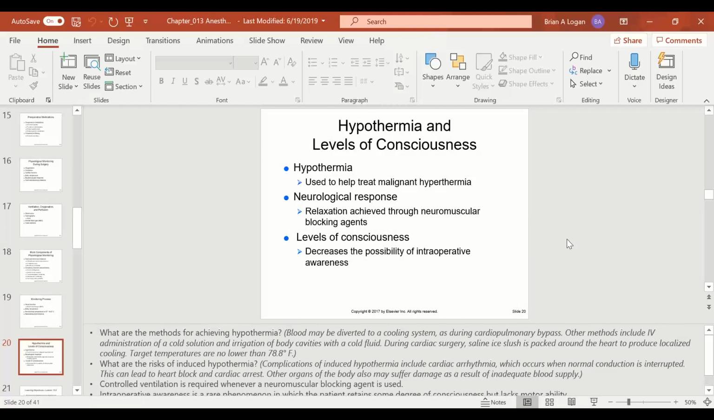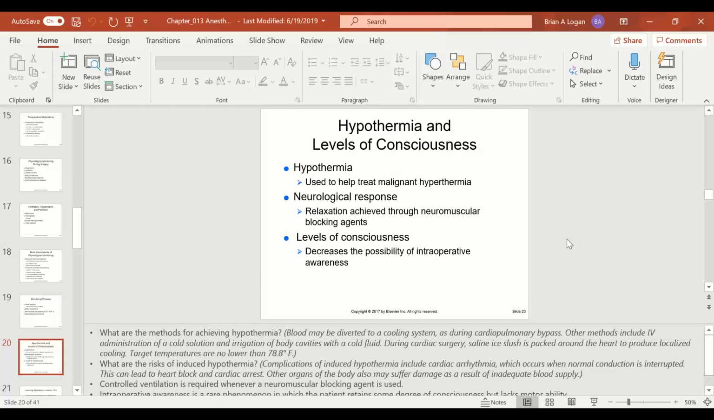Hypothermia, we can do this purposely to treat the malignant hyperthermia. Right, we're definitely going to give dantrolene to reverse the effects of that succinylcholine, but we can also stack a bunch of ice around the patient, trying to cool them down, bring that temperature down. Right?